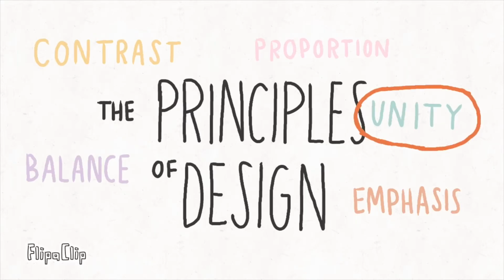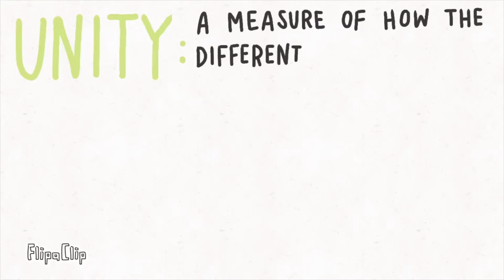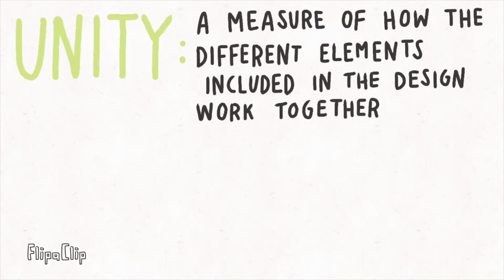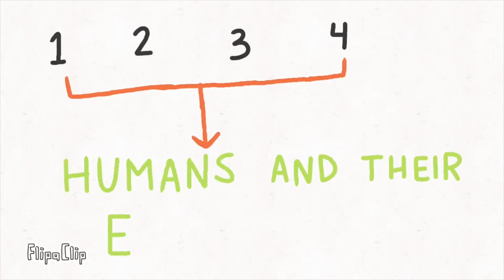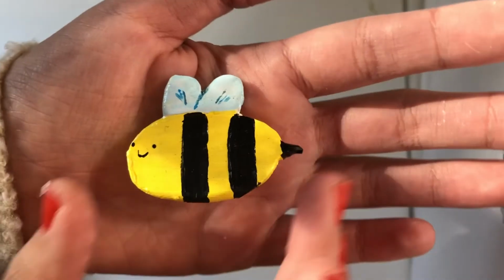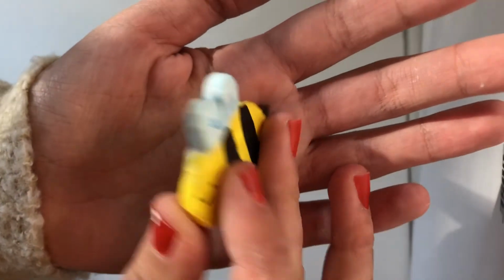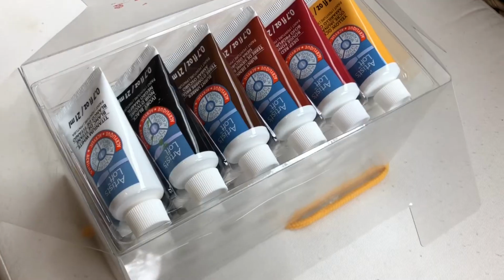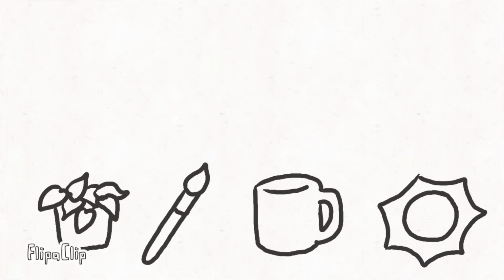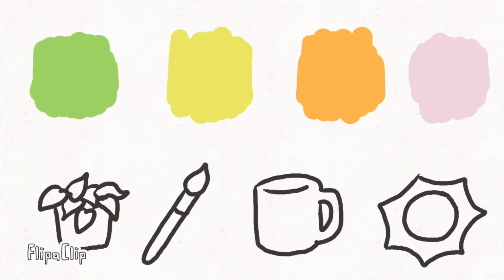Unity is another principle of design. This is an important one to keep in mind when coming up with the designs of your pins. Unity is a measure of how the different elements included in a design work together. When creating multiple works that relate to one theme, such as our theme of humans and the environment, unity plays a large role in making these pieces cohesive. Your pins will already have a sense of unity because they will all be items that you have a positive connection with. However, that unity can be pushed even further. For example, if you were to apply the same color palette to all of your pins, the repetition of colors would make the set of pins more cohesive.